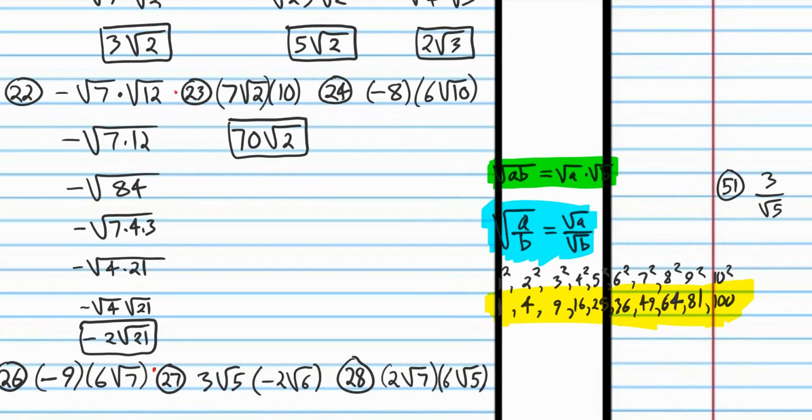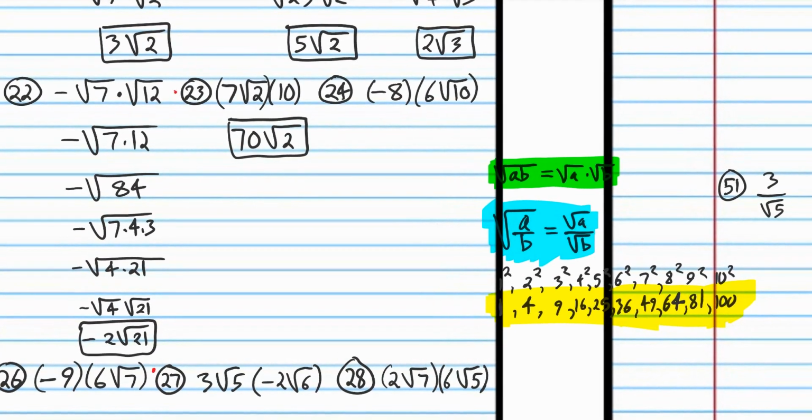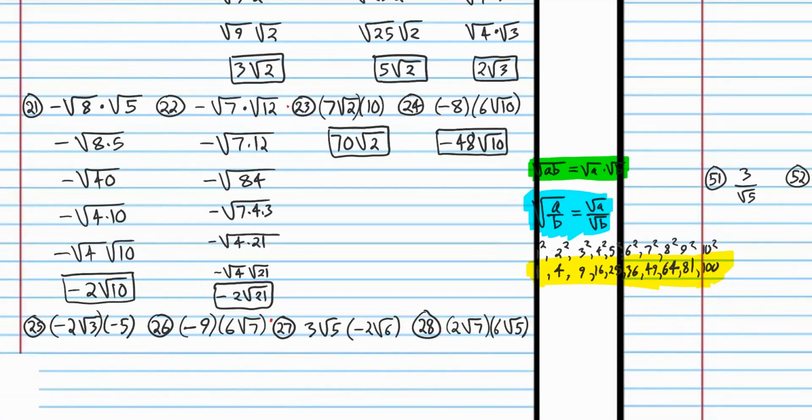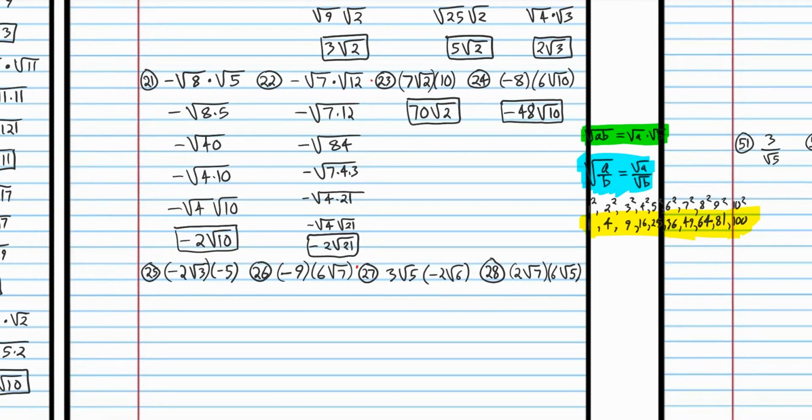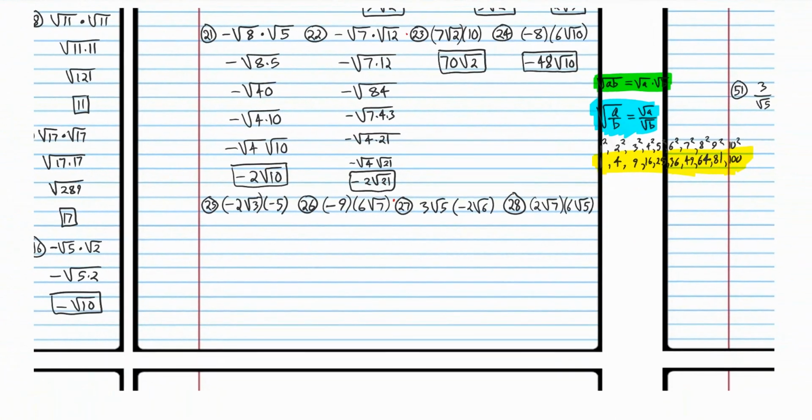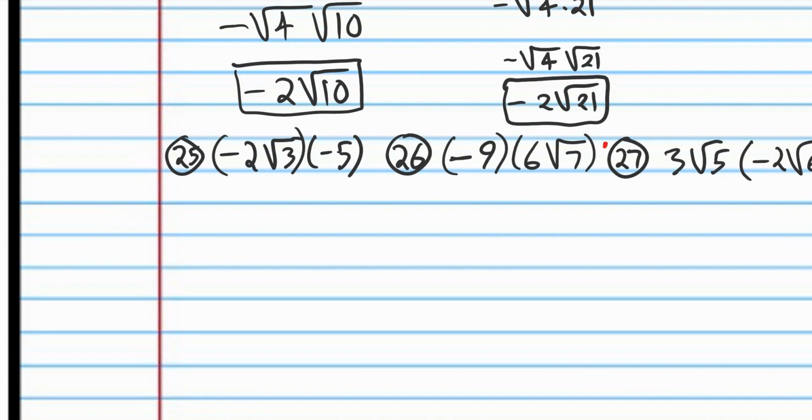So why don't you try number 24. When you come back, we'll do it together. All right, we're back. We get negative 48 root 10. All I did was just multiply negative 8 times 6. So if you got that answer, good job. All right, so try 25, and when you come back, we'll do it together.